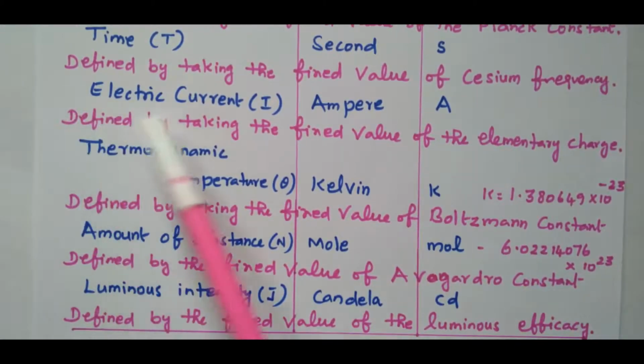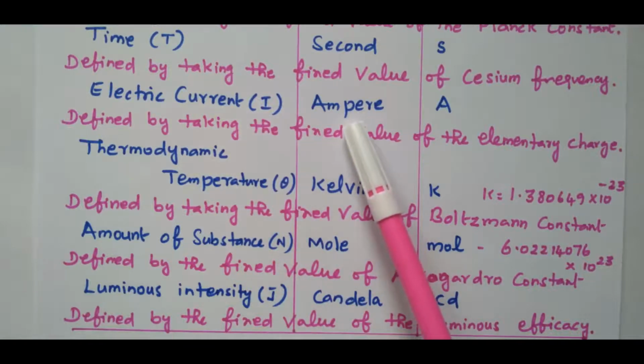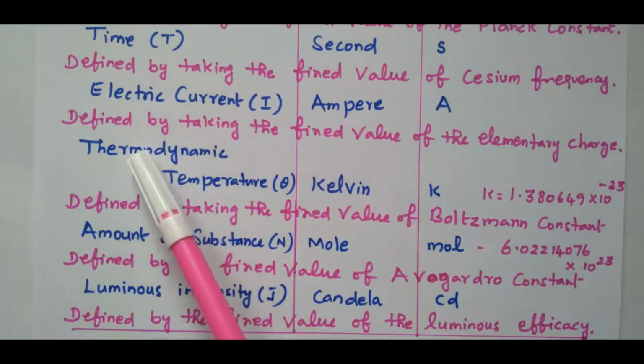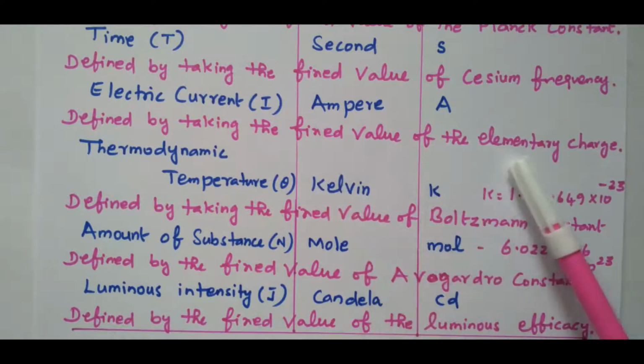The fourth one is the electric current. The symbol is I. The unit is ampere and the symbol is A. How is it defined internationally? It is defined by taking the fixed value of the elementary charge, right? The fixed value of elementary charge will define the current. From that we can easily measure 1 ampere, 2 ampere, 3 ampere. But internationally, what is meant by 1 ampere is a fixed value of elementary charge.